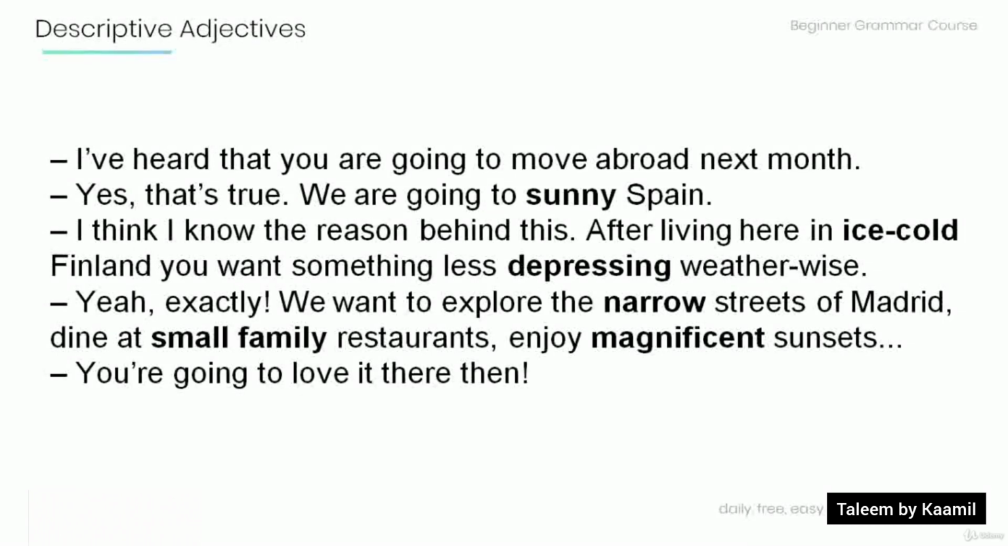I've heard that you are going to move abroad next month. Yes, that's true. We are going to sunny Spain. I think I know the reason behind this. After living here in ice-cold Finland, you want something less depressing, weather-wise. Yeah, exactly. We want to explore the narrow streets of Madrid, dine at small family restaurants, enjoy magnificent sunsets. You're going to love it there then.